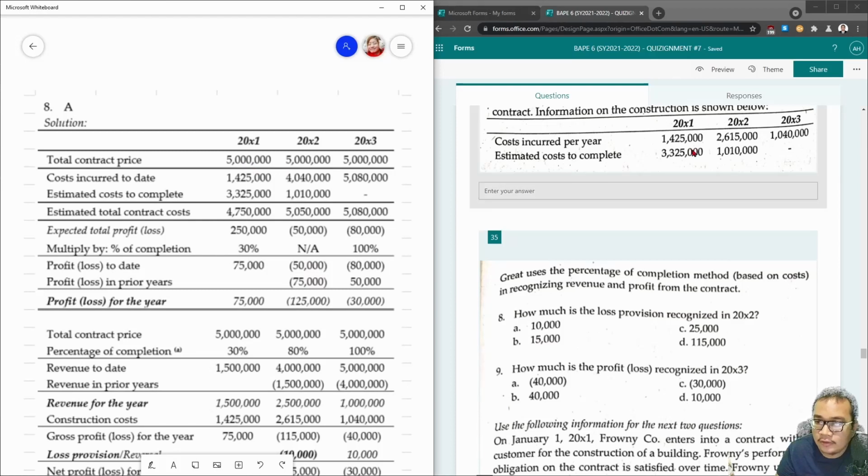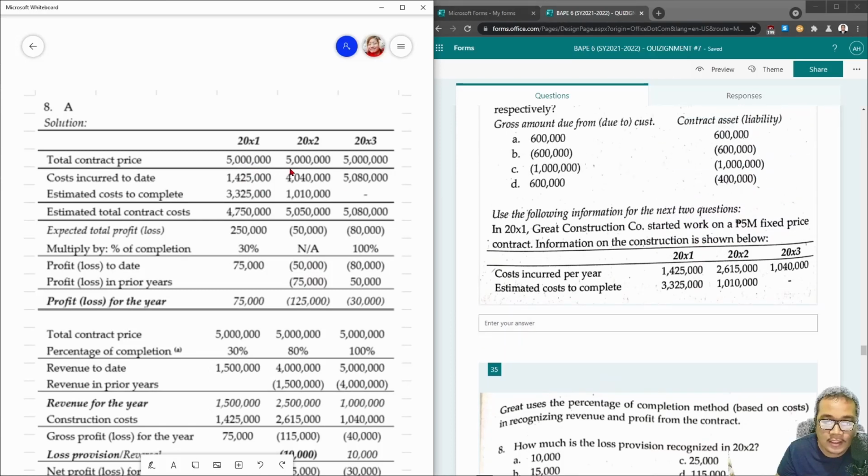5 million, ang ating contract price, fixed price, 5M. Cost incurred to date, input, 1.425, then since cost incurred to date yan, cumulative yan, yeah? So, add mo lang si 1.425 kay 2.615 for 4.040, add mo rin yung kay 1.040 para maging 5.080 yan. Then, estimated cost to complete, provided naman, 3.325 and 1,010,000. Estimated total contract cost natin, 20x1, 20x2, and 20x3, 4,750,000, 5,550,000, and 5,080,000.